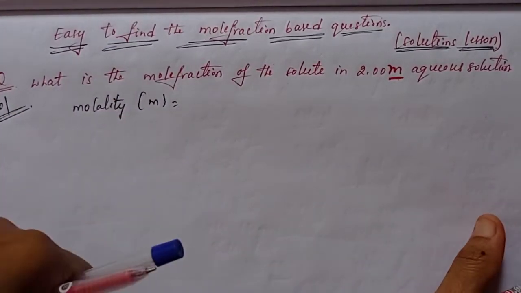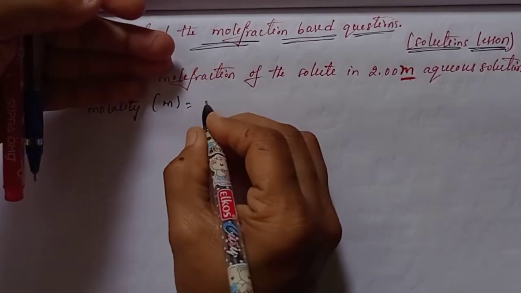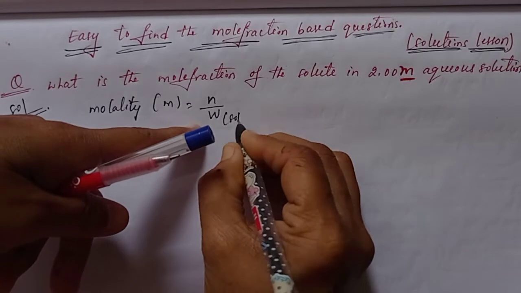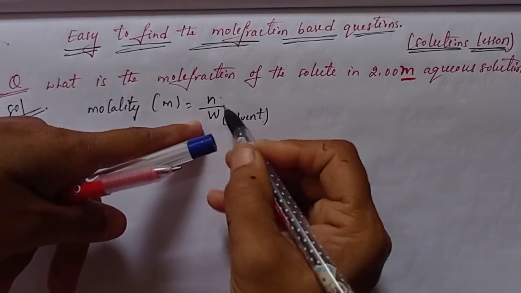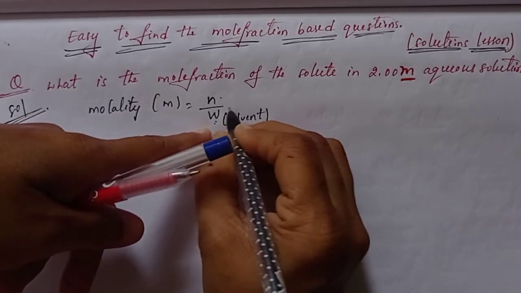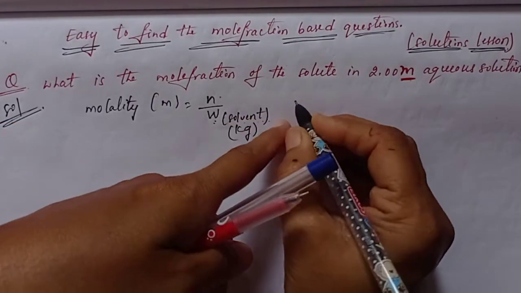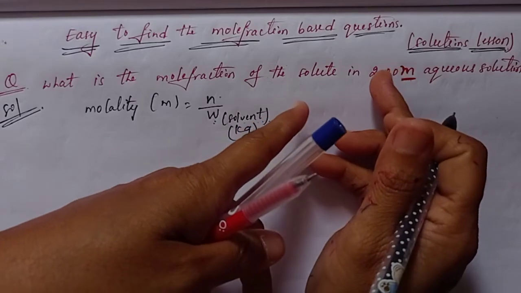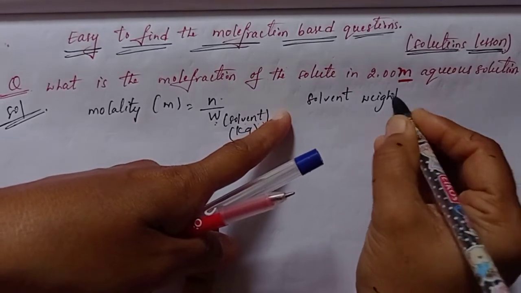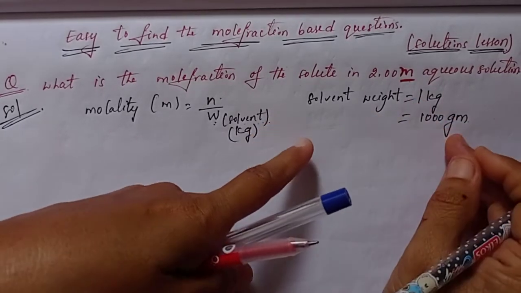So molality is equal to what? Molality is equal to n by W, weight of the solvent. Number of moles of the solute present in 1 kg of the solvent, correct? So here the solvent weight is 1 kg. 1 kg means in grams how much? 1000 grams. Are you following? Solvent weight is 1000 grams.